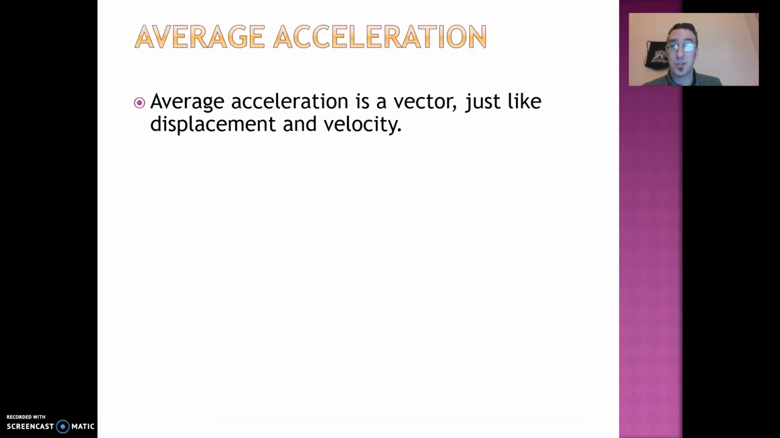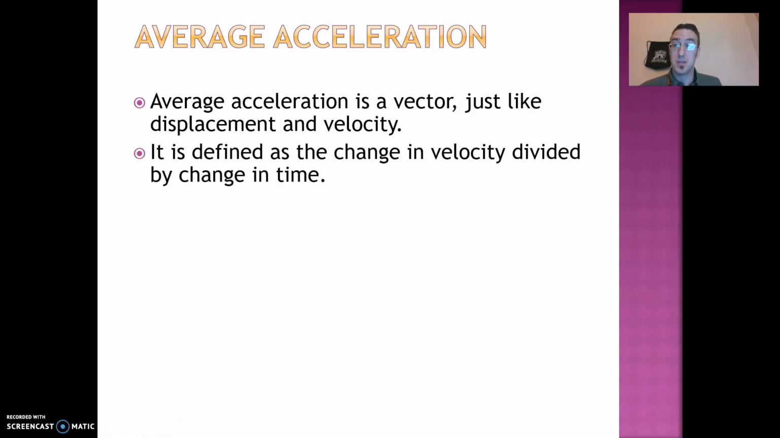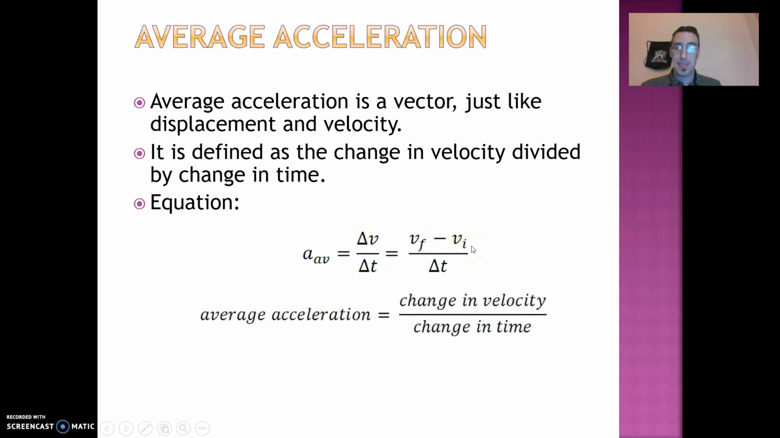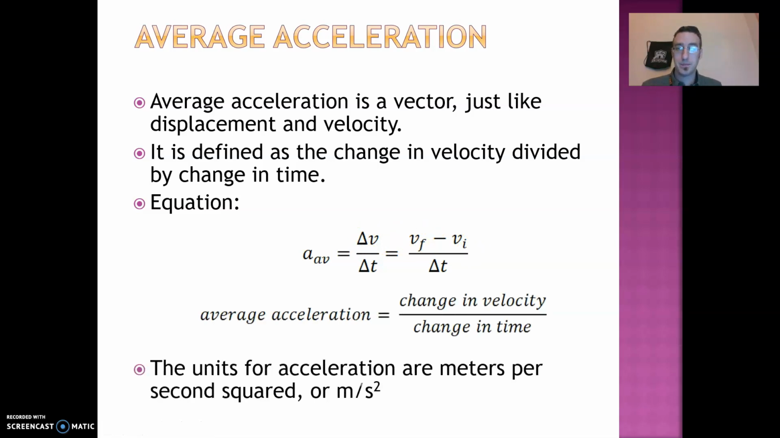Average acceleration is a vector, just like displacement and velocity. It's defined as the change in velocity divided by the change in time. And here's the average acceleration equation. Just like we did with displacement, to find the change in velocity, we're going to do the final minus the initial velocity. The units are meters per second squared, or another way of saying it, meters per second per second.